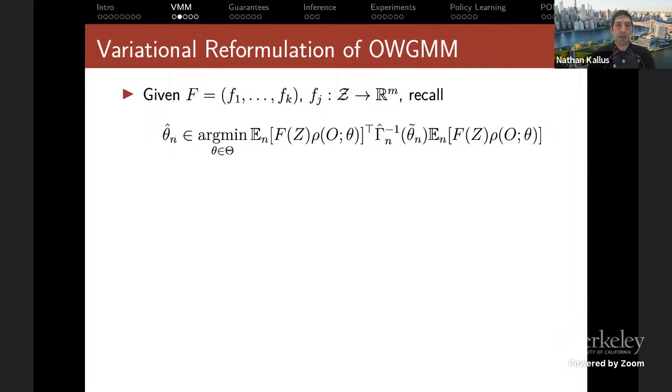Okay, so toward that end, let's recall what optimally weighted GMM was. It said, let's take k test functions, and we're going to pick theta hat n to minimize the vector norm of these k empirical moments, weighted by some appropriate matrix. It's going to give us the right Euclidean norm to minimize. It's going to weight the moments in the appropriate way so that we get efficiency.